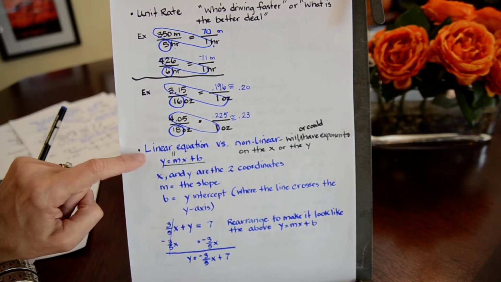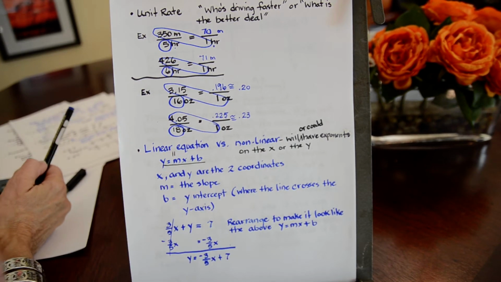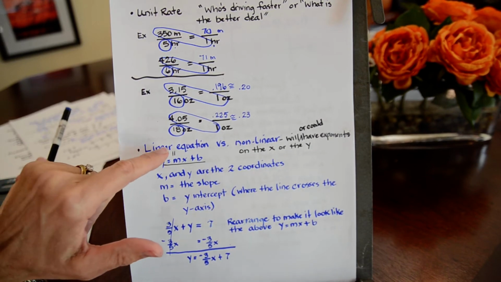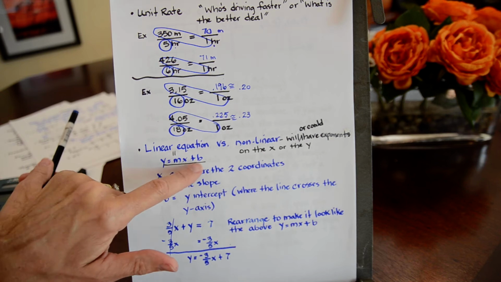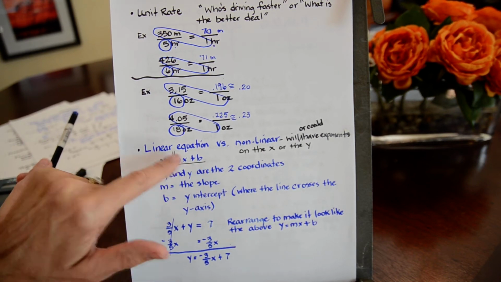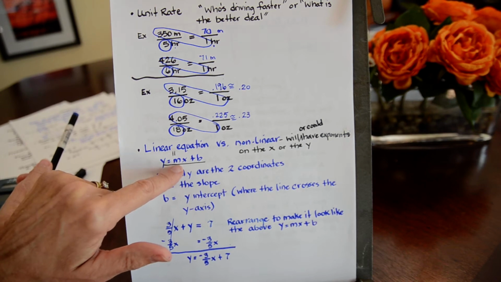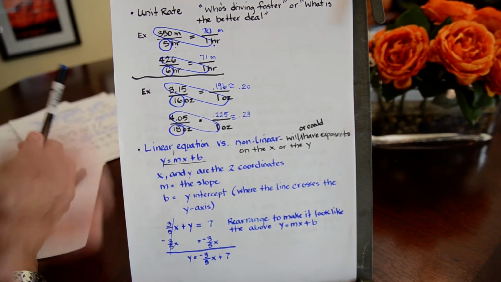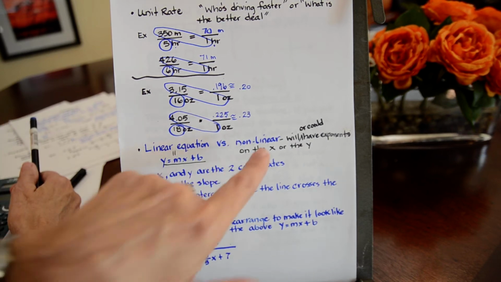Now, linear equation versus nonlinear. And I know this is really brand new to most every one of you. A linear equation is written like this. And this says y equals mx plus b. And a few minutes ago, I pointed out that the m stood for slope, which is another way of saying the rate of change. But we don't need to get too hung up on that.